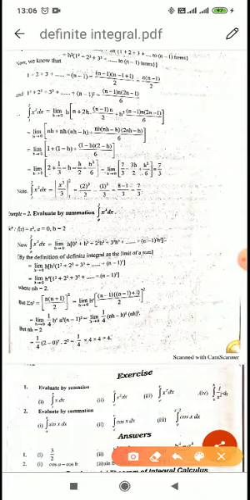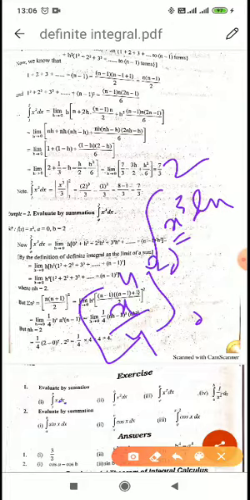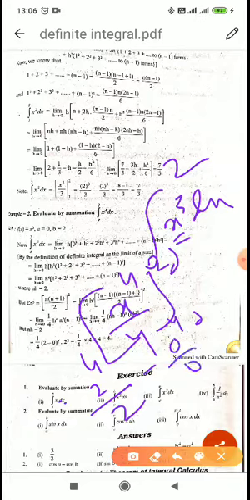Sorry, I have made a mistake here. Here x cube dx is given, from 0 to 2. What is the integration of x cube? It is x to the power 4 by 4, with lower limit 0 and upper limit 2. Now you put 2 to the power 4 by 2 minus 0 to the power 4 by 2. So 2 to the power 4 is 16 by 2 is 8, minus 0. So 8 minus 0 is 8. So this is the answer.